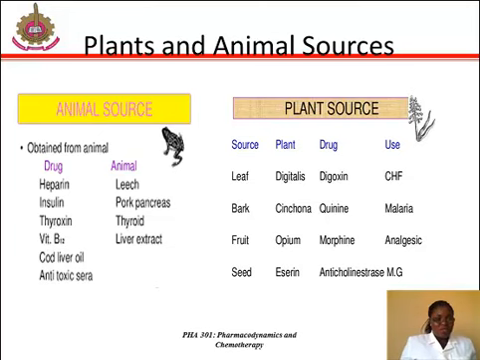From animal sources, we can have heparin from leech. We can have insulin from pork pancreas. We can have thyroxine from the thyroid. We can have vitamin B12 from liver extract, and so on.